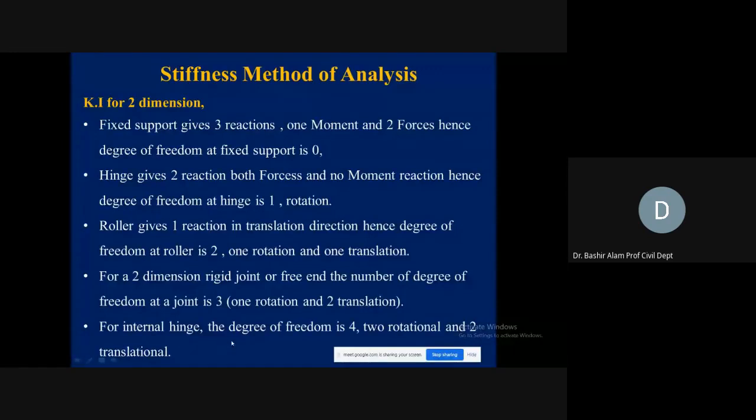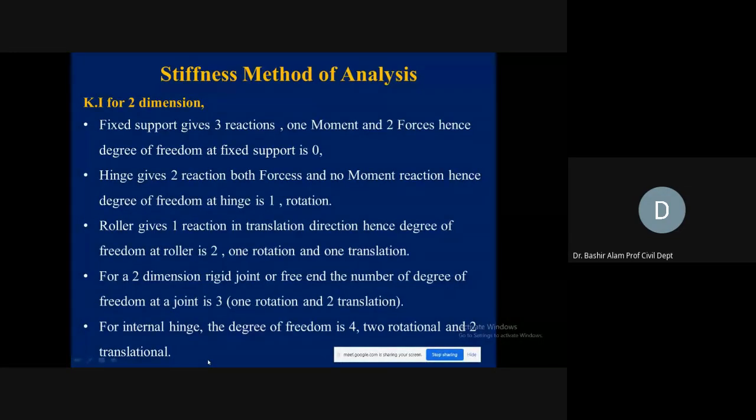For an internal hinge, the degree of freedom is now 4: 2 rotational and 2 translation. So you will have to remember this. If we have an internal hinge, it will be allowing 2 rotations and 2 translations. So the kinematic indeterminacy will be 4 degrees, 2 rotations and 2 translations.